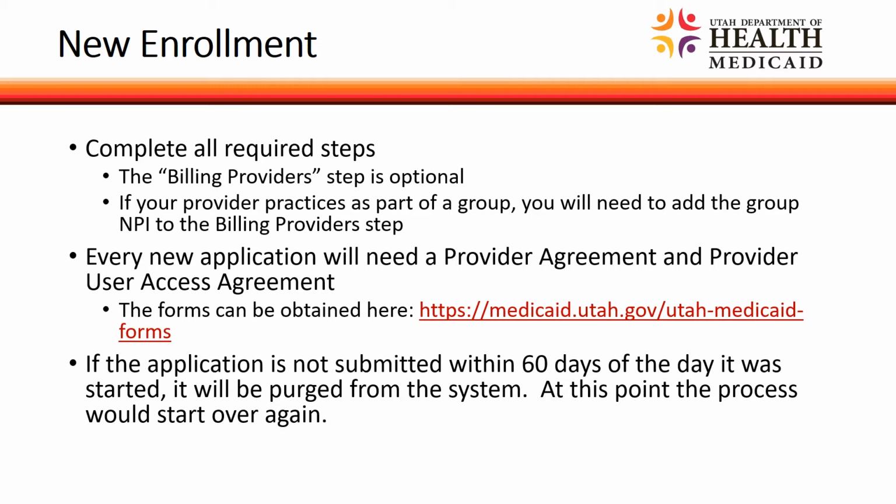Every new application will need a provider agreement and provider user access agreement, and these forms can be obtained at our website, medicaid.utah.gov/Utah Medicaid Forms. If the application is not submitted within 60 days of the day it was started, it will be removed from the system, and at this point, the process would start over again.